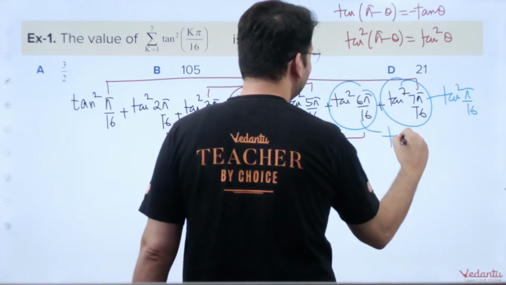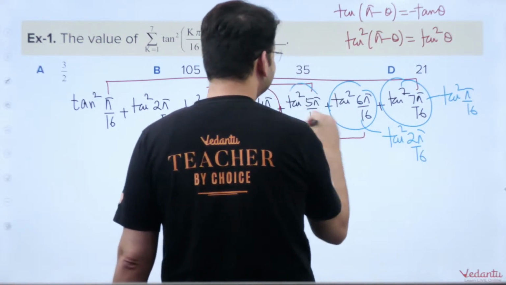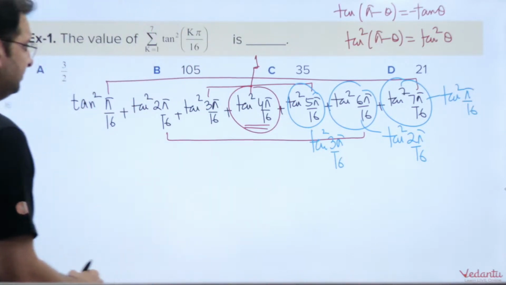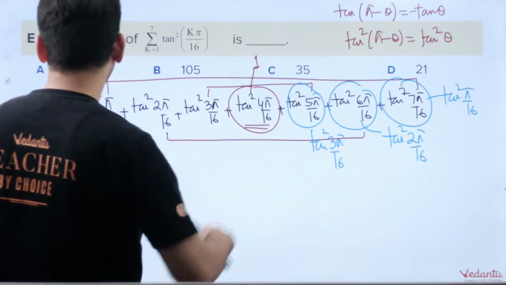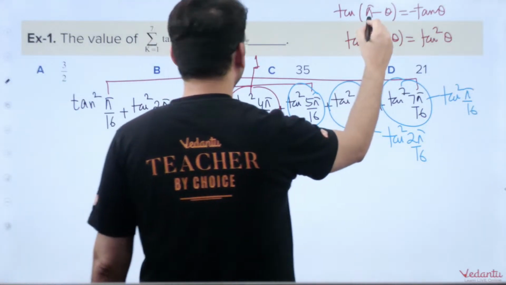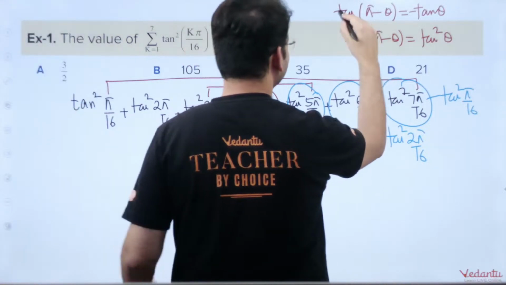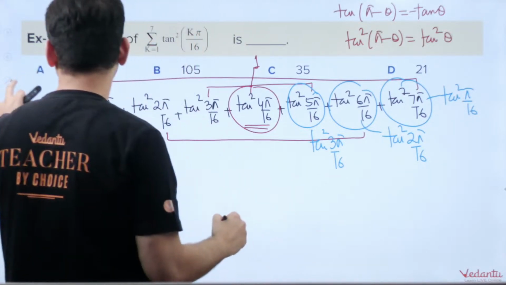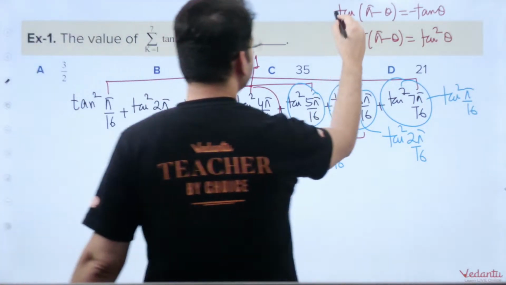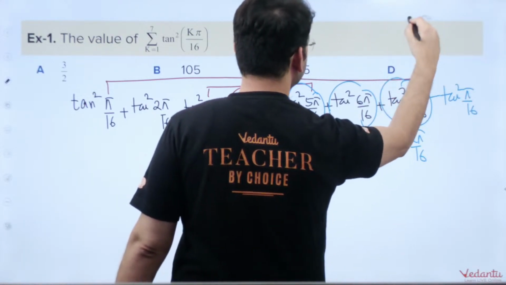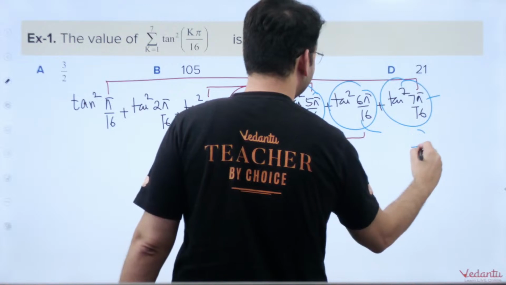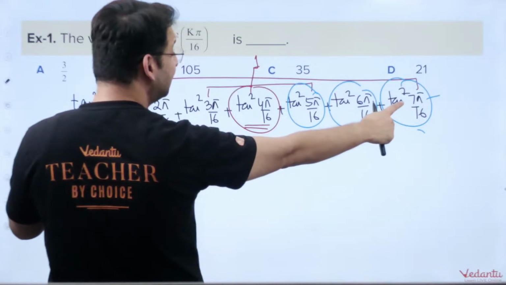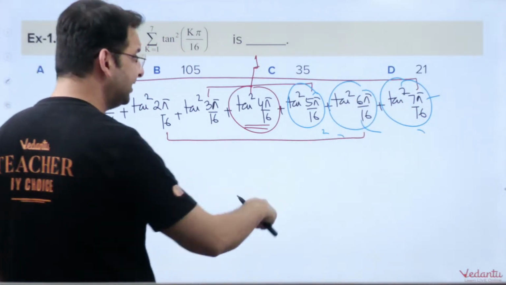Oh, sorry, not supplementary. These are complementary. By the way, these are complementary angles, not supplementary. Pi by 16 and 7 pi by 16 add up to 8 pi by 16. So these are complementary angles. I made a mistake.